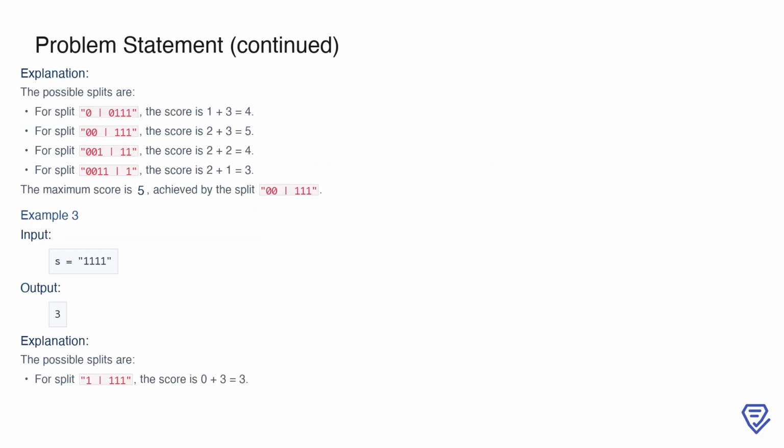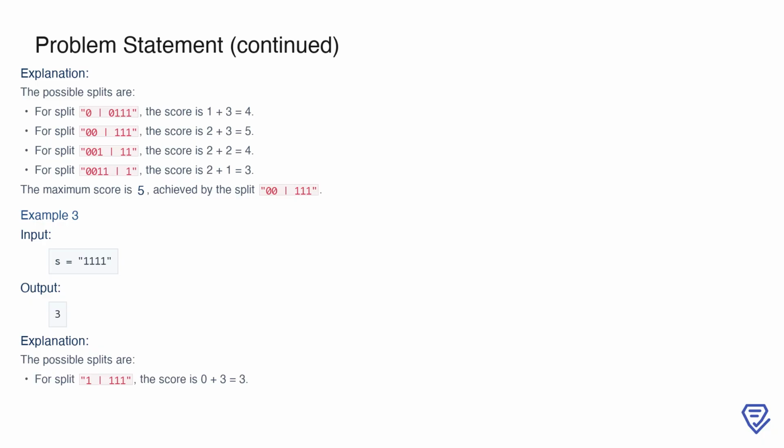Now, let's break down the example 00111 further. When we split it as 0 and 0111, the score is 1 from the zeros in left and 3 from the ones in right, giving a total score of 4. Splitting it as 00 and 111 gives a score of 2 from left and 3 from right, which sums up to 5. Other splits result in scores of 4 and 3. So, the maximum score of 5 is achieved by the split 00 and 111.